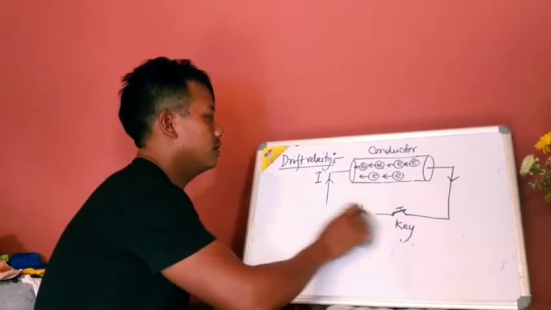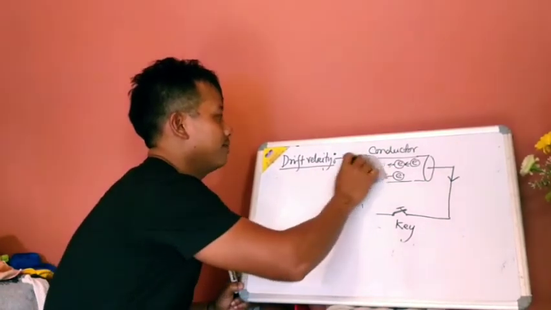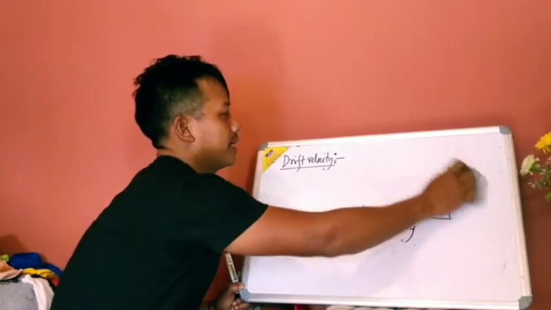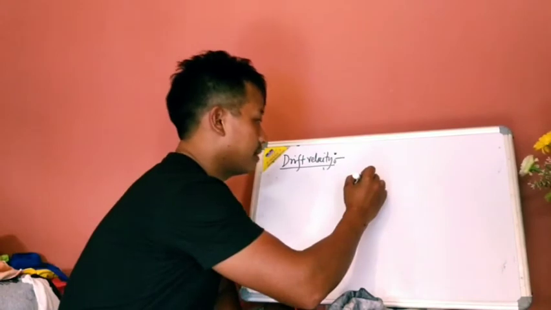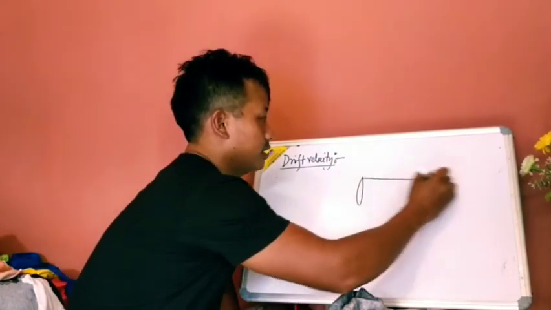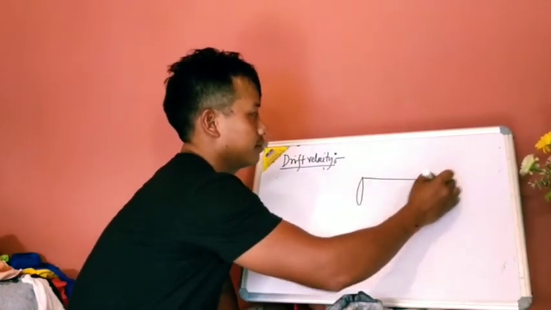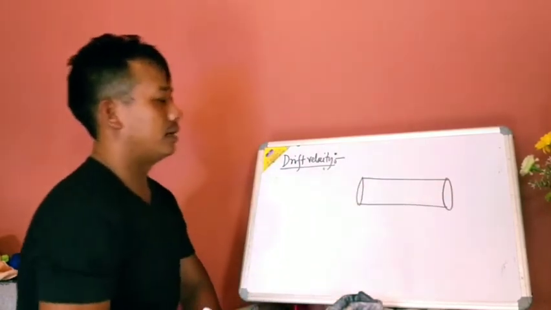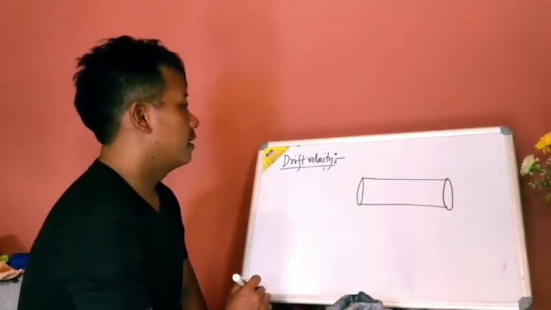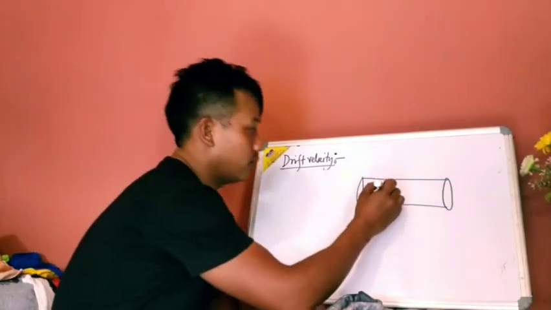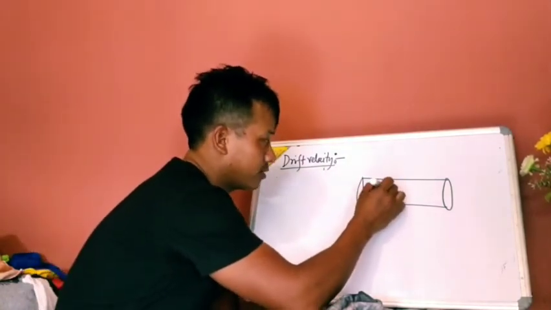Let us try to derive the expression for drift velocity. Suppose you have a cylindrical conductor like this, like what we have done in the previous one. Then consider the movement of only one electron.